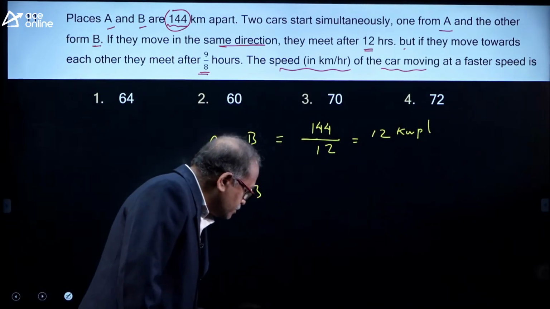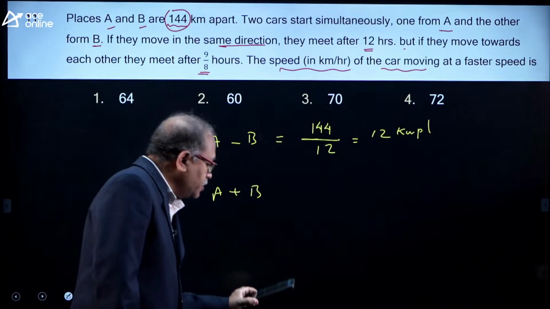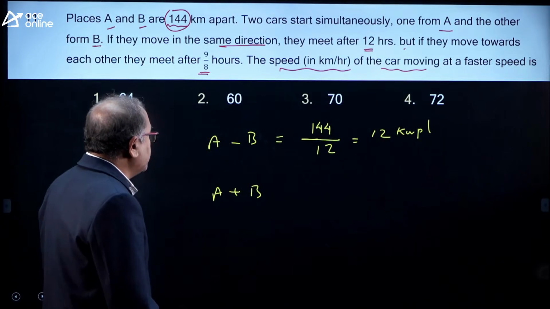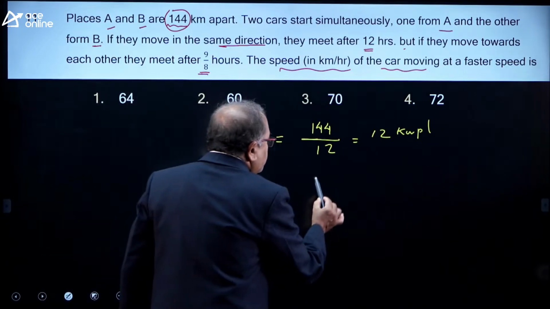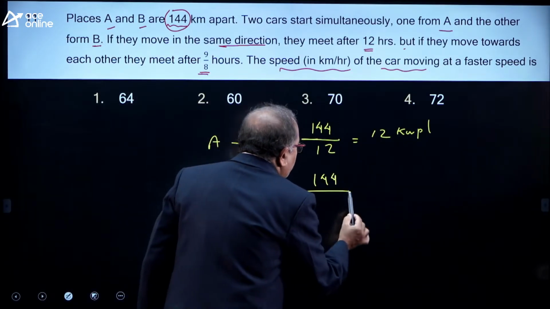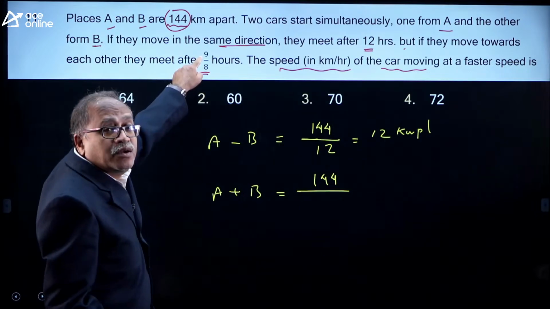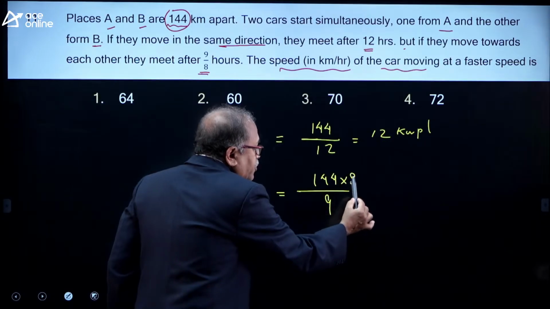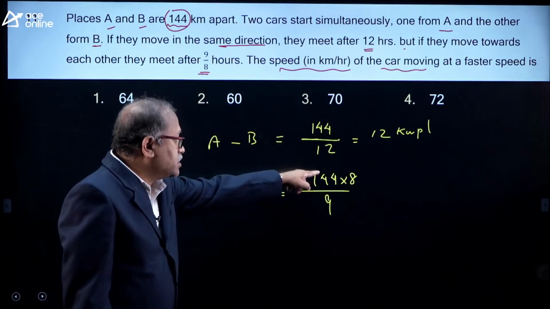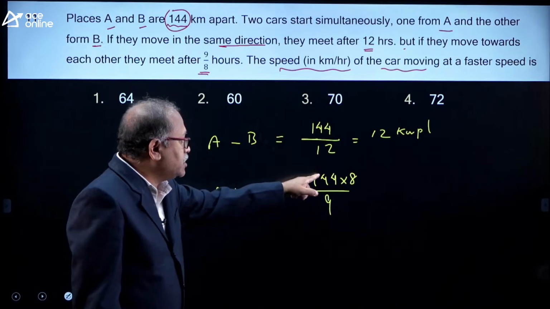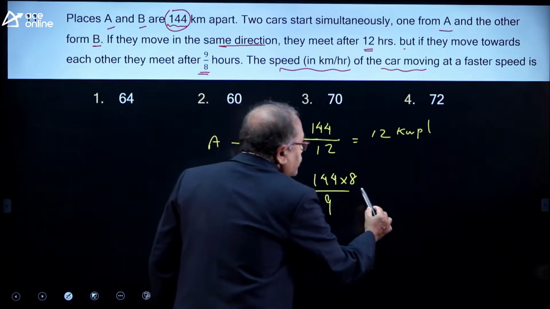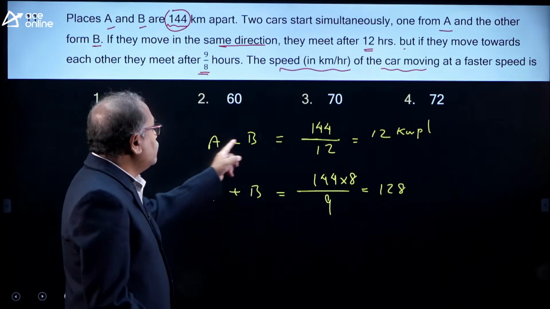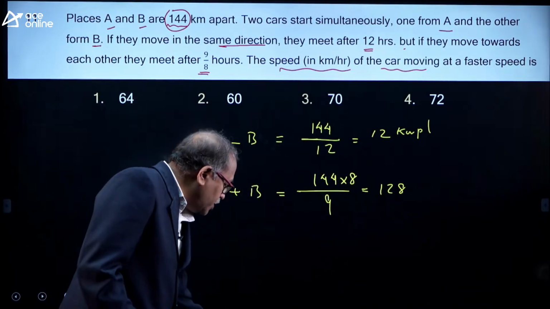Anyone answered it? Option 3. Okay. Not an issue, if you are learning, that's my purpose, my dear friend. A plus B, the distance is the same, that is 144 by the time in case of A plus B, that is distance by time, which is nothing but speed. So, here it gets cancelled how many times? That is 16 times, and 16 times 8 is 128. This is 128.